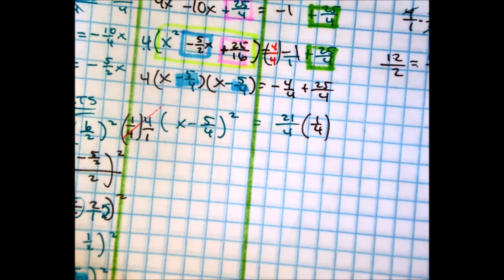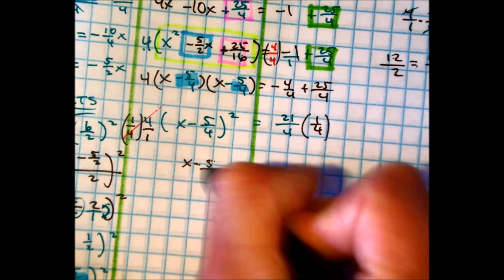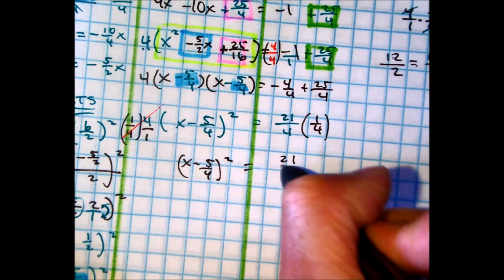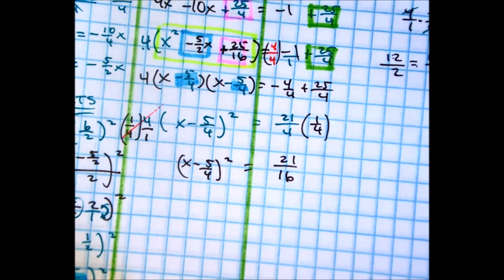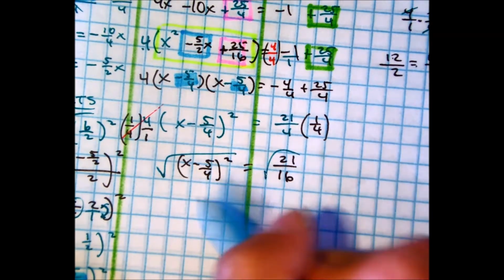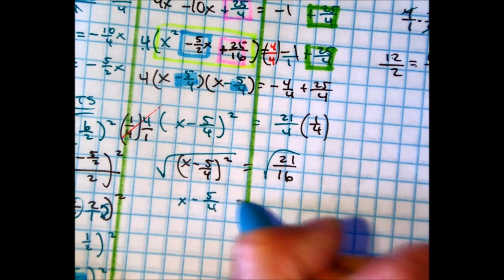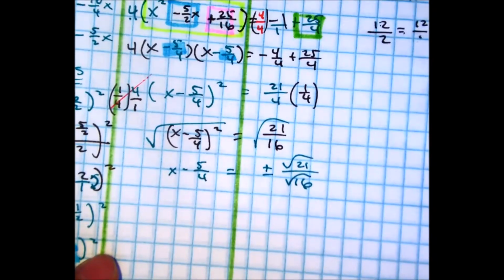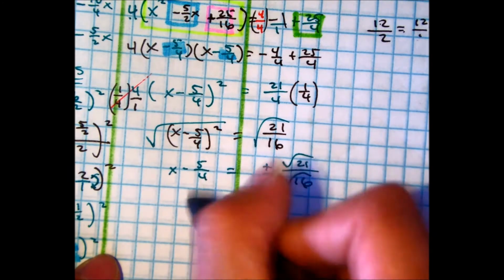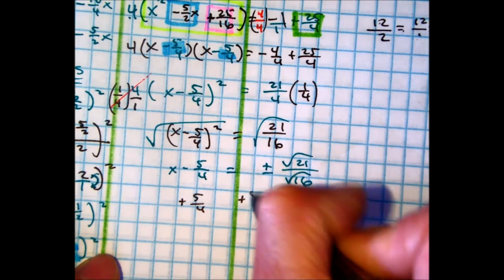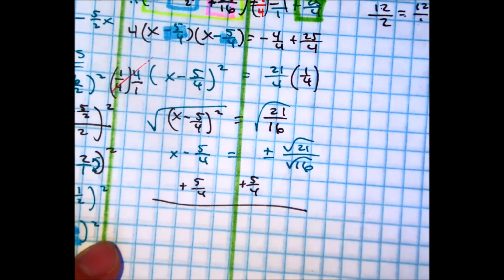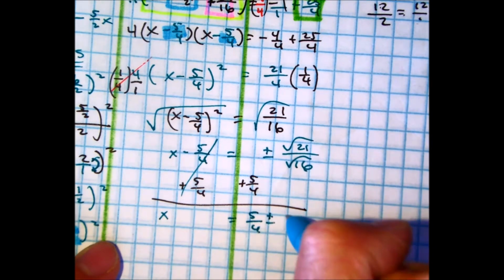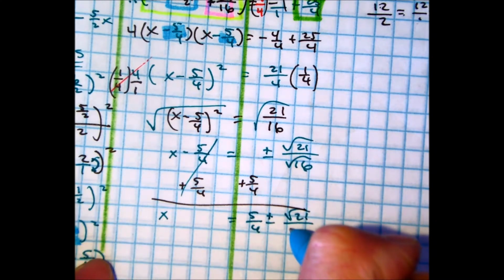I'm left with x minus 5 over 4 squared equals, multiply across, 21 over 16. Take the square root. X minus 5 over 4 equals plus or minus the square root of 21 over the square root of 16. Square root of 16 is 4. Add 5 over 4 to both sides. I have x equals 5 over 4 plus or minus the square root of 21 over 4.